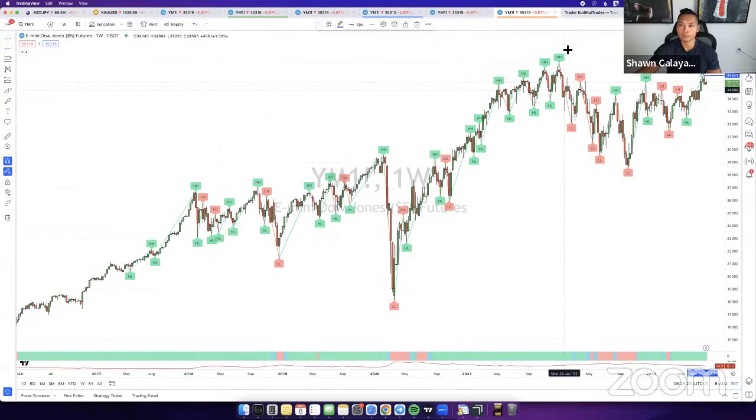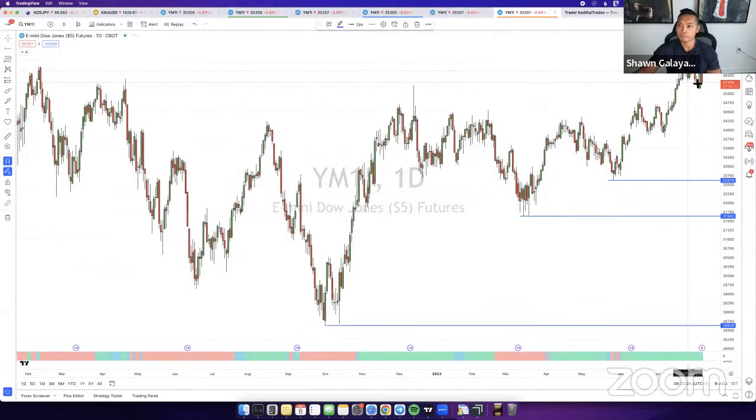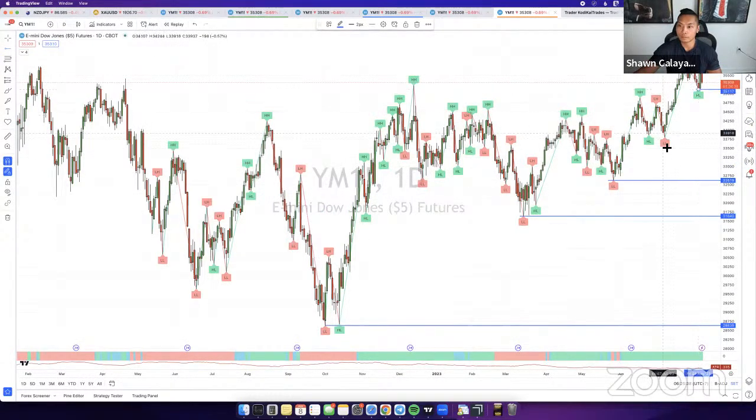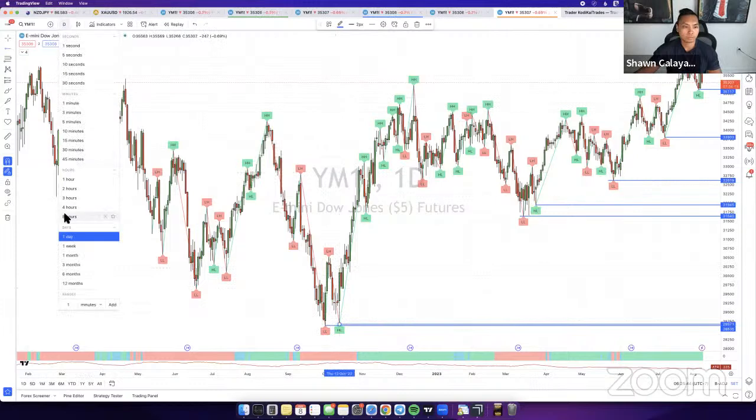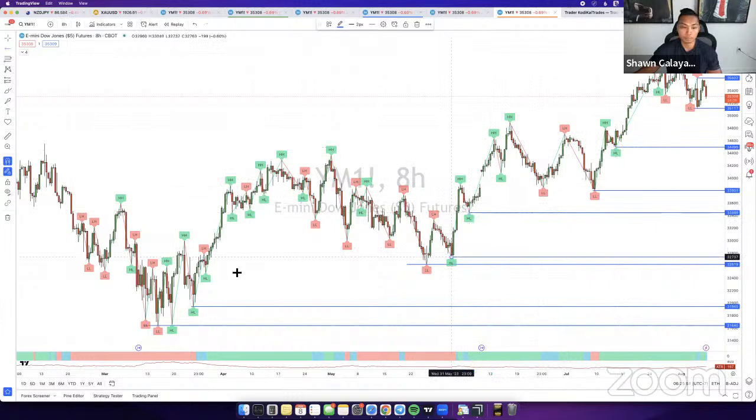You got that level right there, there, and there. Go down to the daily level right there. Down to the 8-hour. There's actually a lot of levels that are just pending and waiting right here, it looks like.